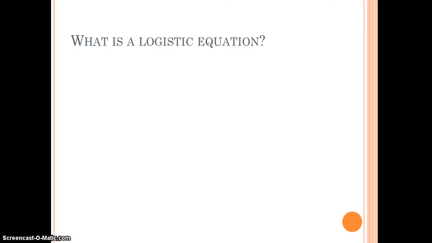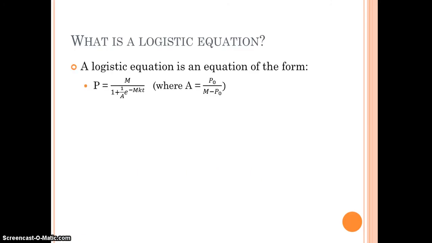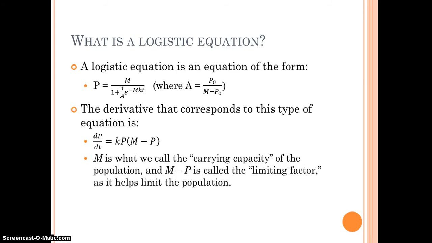So, just a little reminder, what is a logistic equation? It's an equation of the form P equals M over 1 plus 1 over A times e to the negative MKt. That looks really complicated. We saw very similar things in pre-calculus, but A has a little bit to do with the initial population, P sub 0 over M minus P sub 0. In this case, M is what we call the carrying capacity of our population.